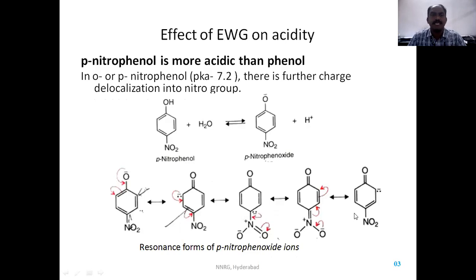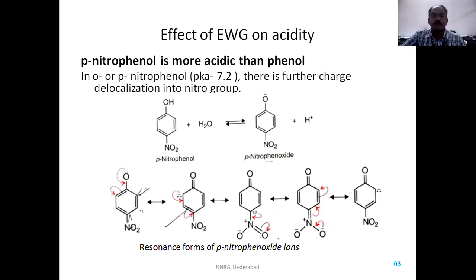We'll take one example here. Para-nitrophenol is more acidic than phenol. Is it true? Phenol has a pK value of 10. Para-nitrophenol has a pK value of 7.2. So which has the lower pK value? Para-nitrophenol, or orthonitrophenol, has the lower pK value. The lower the pK value, the more the acidity. So when you compare para-nitrophenol and phenol, para-nitrophenol has the lower pK value. Definitely phenol is less acidic than para-nitrophenol.